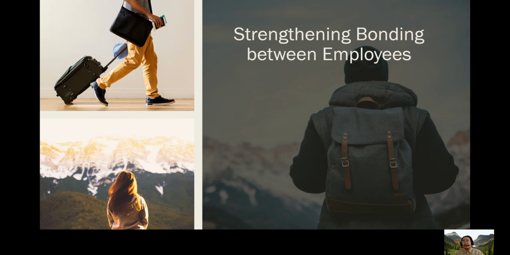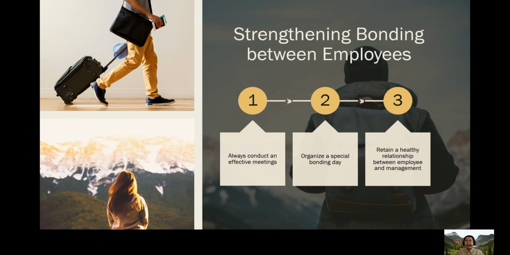Because why? We will see what implications it will have for the company or organization if we have a weak bonding between each other. This will compromise our communication, work performance, and also the company performance. And then there are three things that we might need to consider in order to strengthen the bonding between employees, which is the first one.